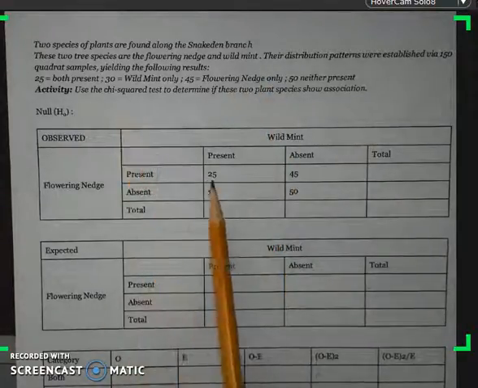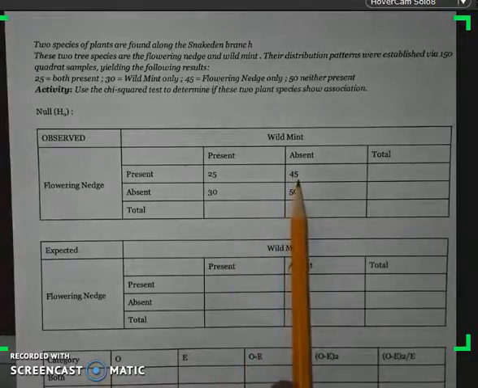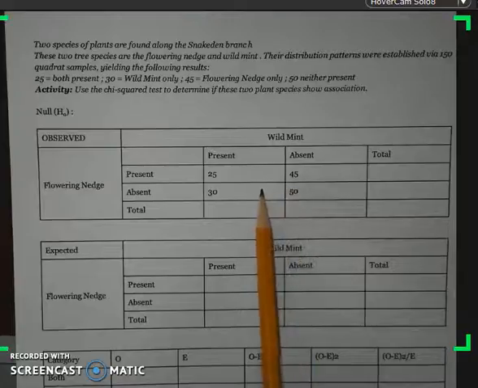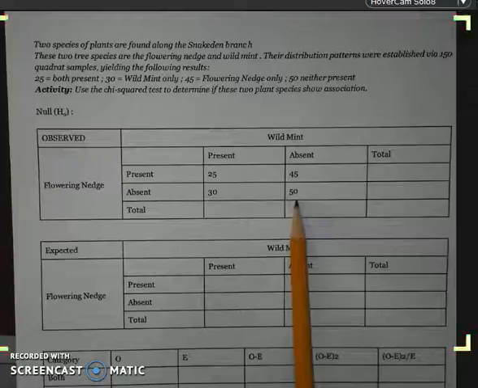In 25 cases, we found that both the flowering nedge and wild mint were present. In 45 cases, we found only wild mint. In 30 cases, we found only the flowering nedge. And in 50 cases, we found neither of the two plant species present.